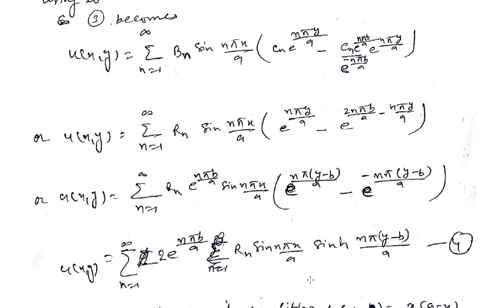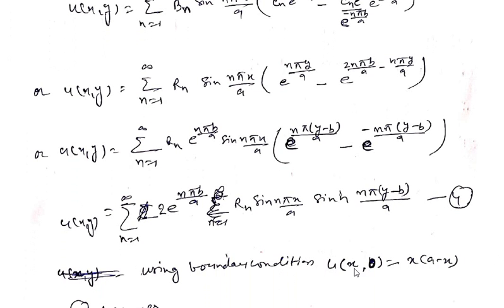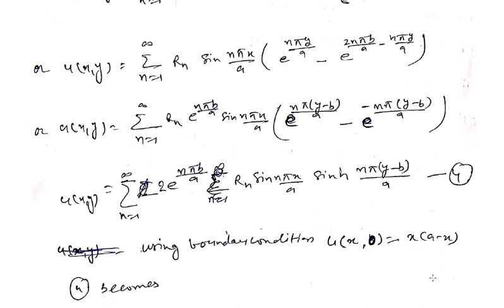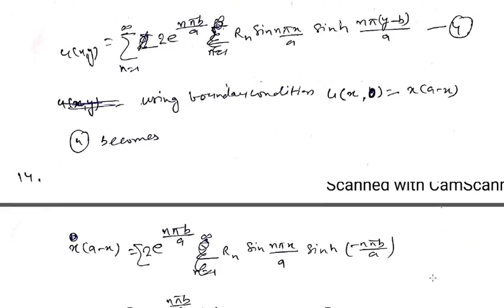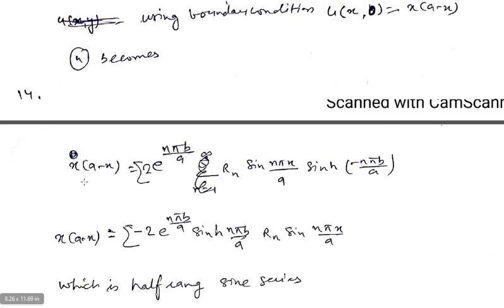Now here in this equation 4, we will use the last boundary condition, which is u(x,0) at y is equals to 0, u(x,0) is equals to x into (a minus x). So using this condition, equation 4 becomes x(a minus x) is equals to summation 2 exponential n pi b by a bn sin(n pi x by a) sine hyperbolic minus n pi b by a. From here it becomes minus sine hyperbolic n pi b by a. So here we take minus 2 outside.